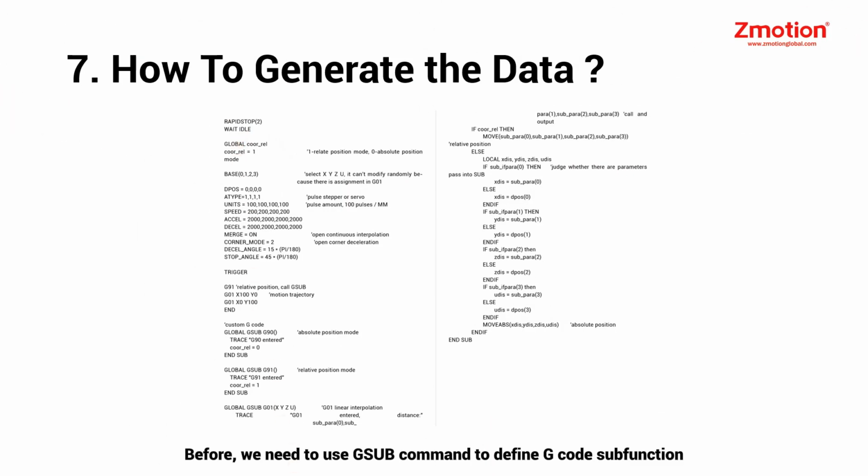Before, we need to use GSUB command to define G-code subfunction. Then in GSUB, use basic commands to define G-code functions. Then call GSUB through G-code. At first, copy bin data into ZDevelop directly. They are used to call the corresponding G-sub function. Then edit G-code execution content through global G-sub.